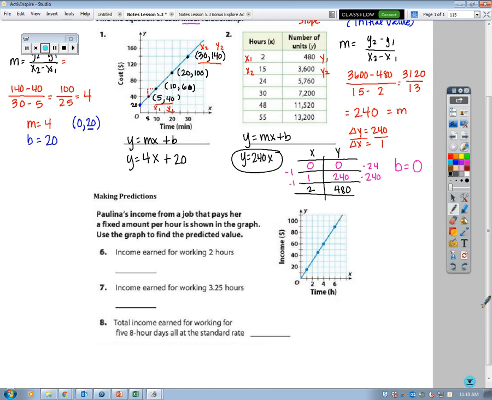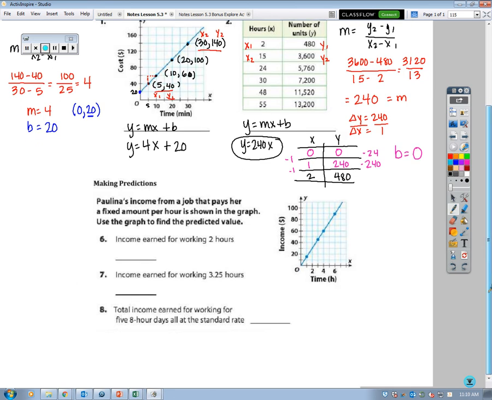Okay, so the second thing that we've got to look at here is making predictions. So Paulina's income from a job that pays her a fixed amount per hour is shown on the graph. So she makes the same amount of money per hour, every hour. Use the graph to find the predicted value. So they were kind enough to give us a graph again.